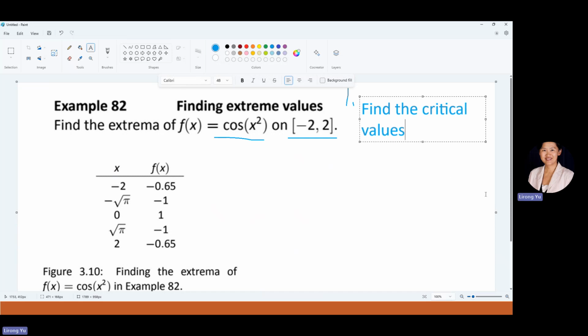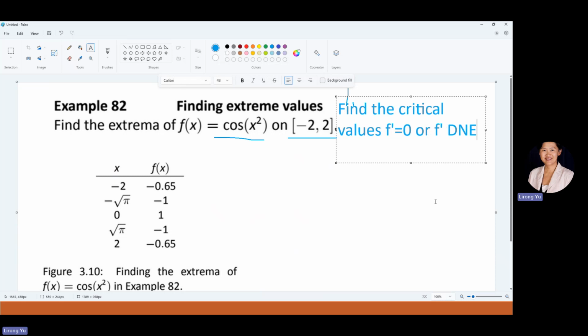What are the critical values? A critical value is when the derivative equals 0 or when the derivative does not exist. In this question, like I said, the function is always well defined. We do not have any undefined points. So what we're going to do is find the derivative and set it equal to 0.